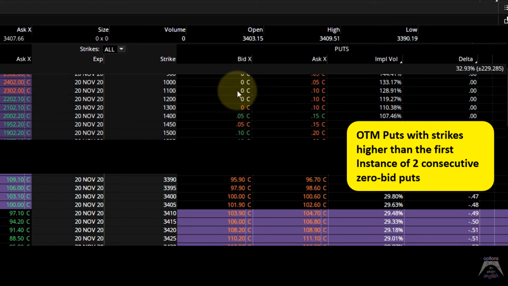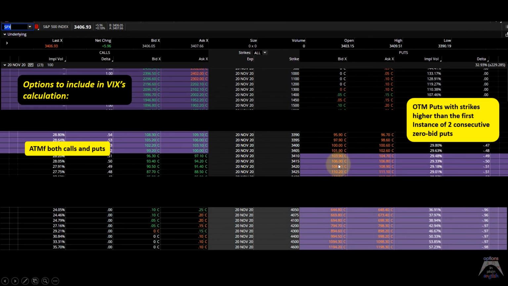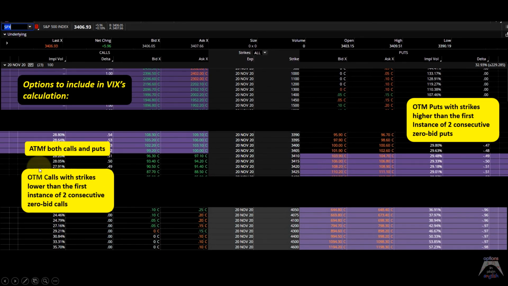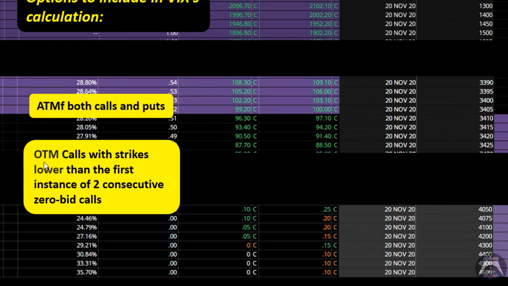At that point, you stop and you don't consider those. And this is going to be the limit, your boundary for including those puts. Okay, so all of these puts are going to be included. Same with the calls. It's going to include the out-of-the-money calls with strikes that are lower than the first instance of two consecutive zero bid calls.